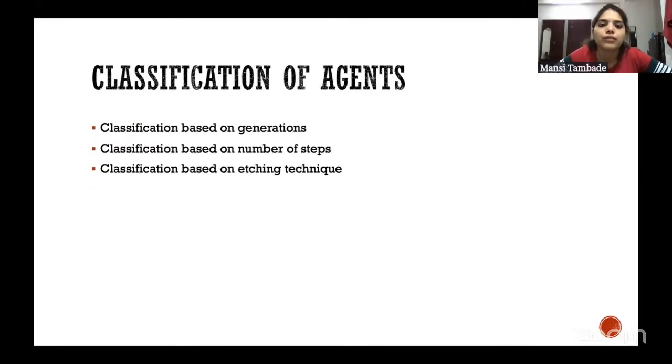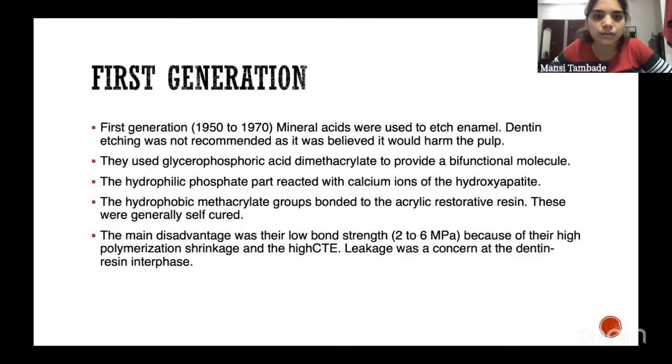Similar classification of the agents. These are based on the generations, that is first, second, third, fourth, fifth, sixth, seventh. Then based on the number of steps, that is whether it is single step, two steps, three steps. Then etching technique, total etch or self etch, and one more is based on the smear layer removal, but that is not required during your UG time. So it is a classification which we generally read and which we should definitely know as a postgraduate student. Okay, coming to the generations, I have given everything in brief.